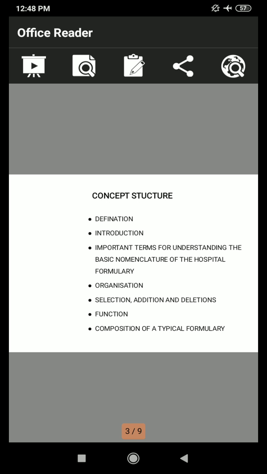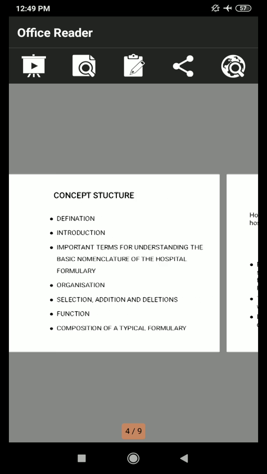Then there are different selected preparations, formularies available, such as general use formularies, for example the British National Formulary, that is BNF, then the Indian National Formulary, etc. The hospital formulary is to be revised periodically and should reflect the current aspects of the clinical judgment of the medical staff. The hospital formulary system is the term used to indicate the way in which a hospital formulary is developed. Then the next point is important terms for understanding the basic nomenclature of the hospital formulary.